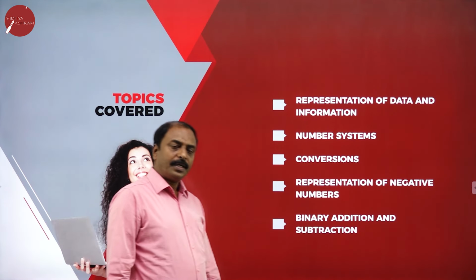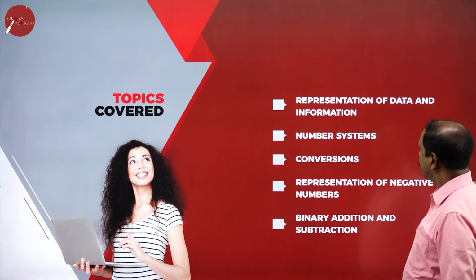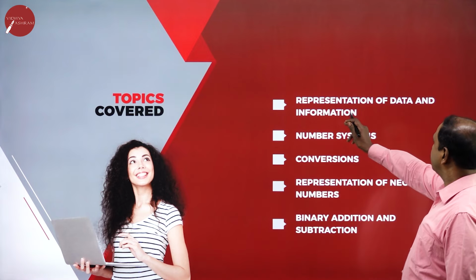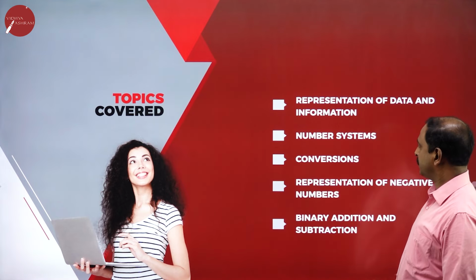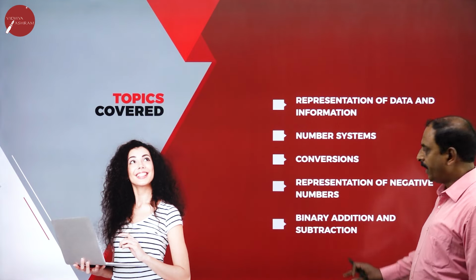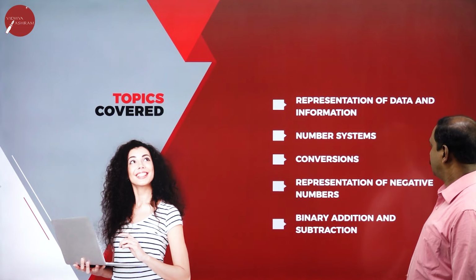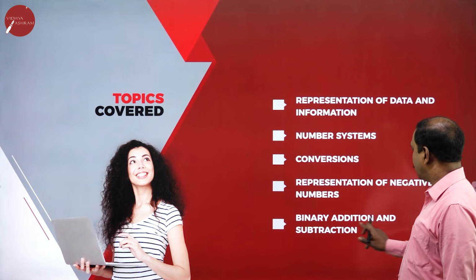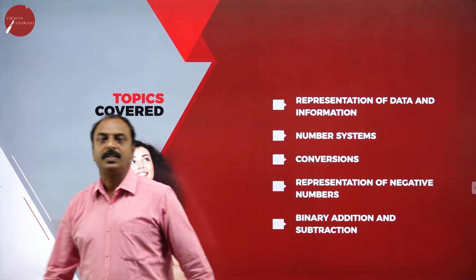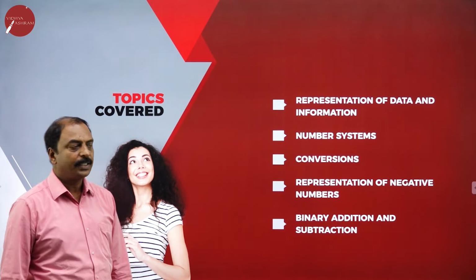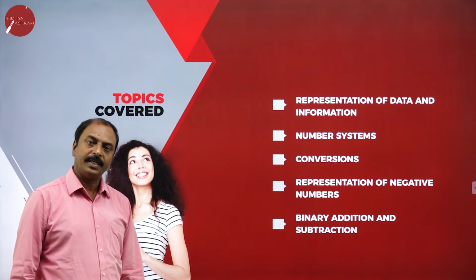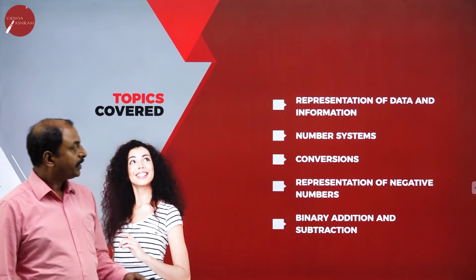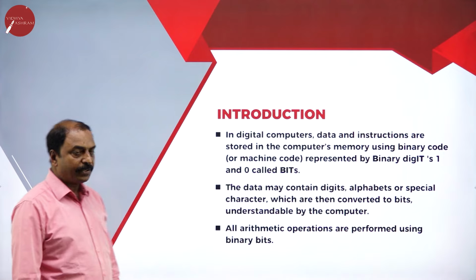Now, in this chapter, we are going to cover the topics: representation of data and information, number systems and number system conversions, representation of negative numbers, and binary addition and subtraction. These are the different topics to be covered in the chapter data representation. Now let us start our discussion with the introduction.